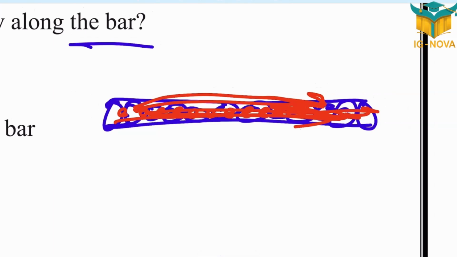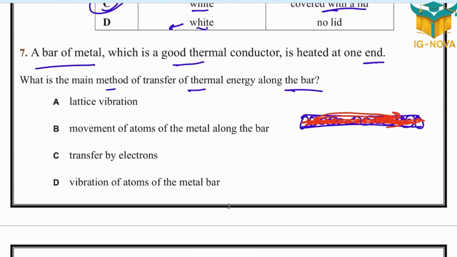At the same time, those molecules vibrate. Choose. The first one is lattice vibration, when the molecules vibrate around a fixed position. So in the beginning, I can go for it. But let's see. Movement of atoms of the metal along the bar, truly no. Transfer by electrons.